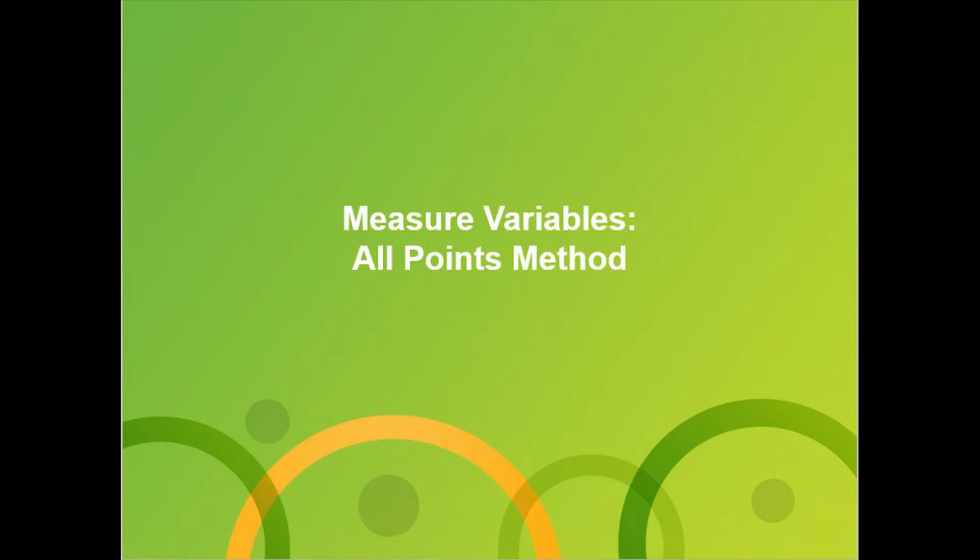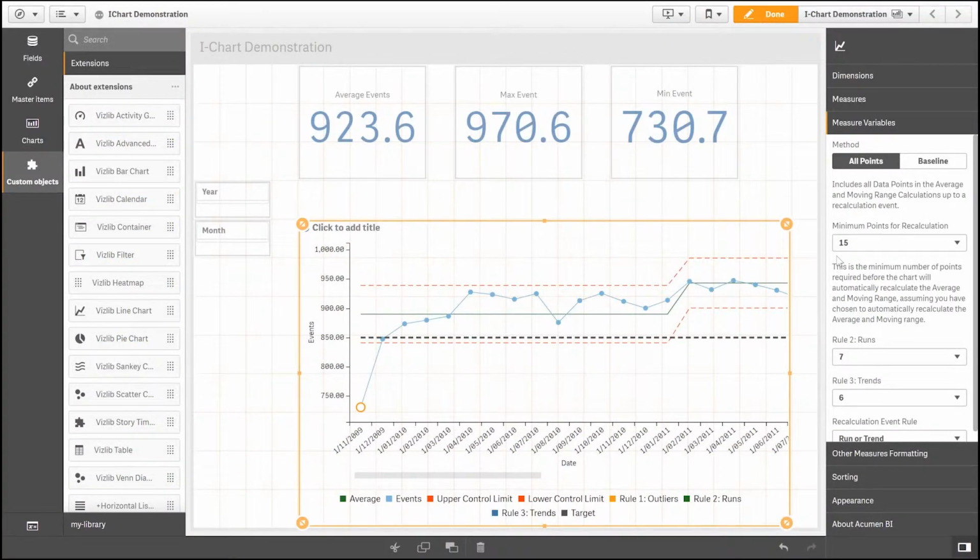So there are two methods for configuration of the chart and the data that goes into making up the average and the upper and lower control limits. We have the all points method and the baseline method. Effectively, the all points method takes into account all points up until a recalculation event. So in this case, it would start here on 1st 11th 2009, and it includes all points in the average and upper and lower control limits until we get to this point here, which is 1st of the 1st 2011.